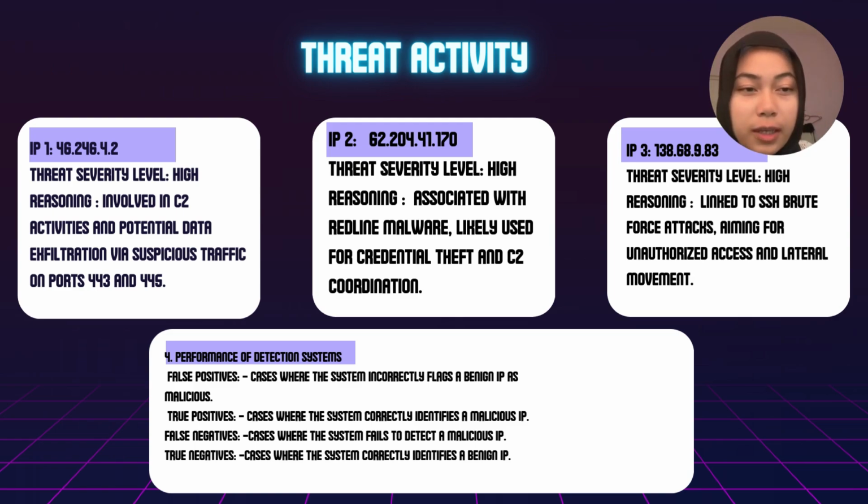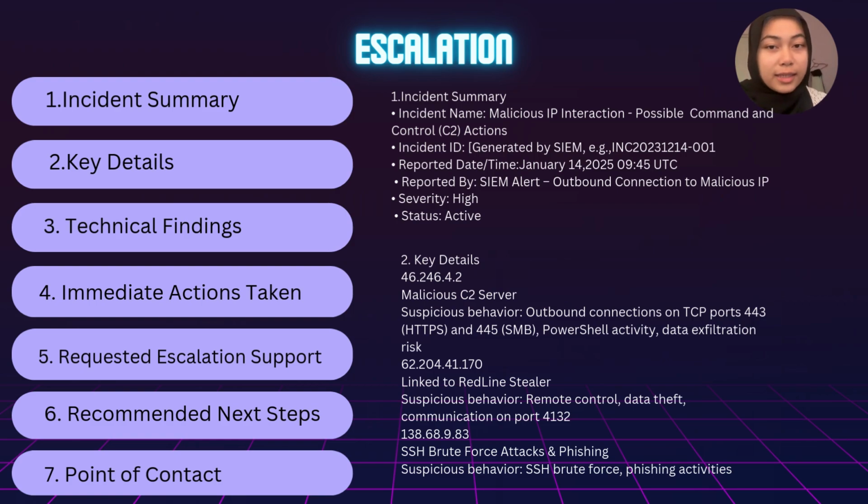For the false positive, the system incorrectly flags a benign IP as malicious and fails to detect a malicious IP. For the true positive, the system correctly identifies a malicious IP and a benign IP. For the escalation, we have 7 parts: the incident summary, key details, technical findings, immediate action taken, requested escalation support, recommended next step, and points of contact. For the incident summary, the incident name is malicious IP interaction, possible command and control beaconing, and the status is active.